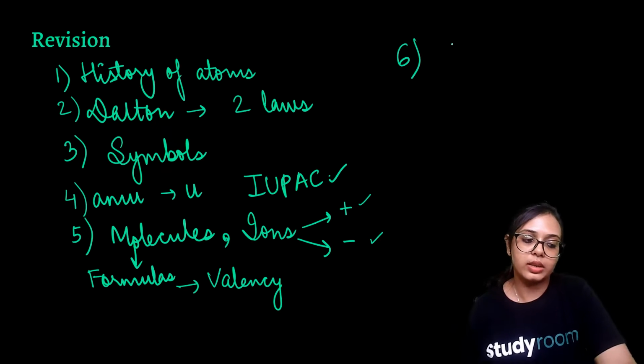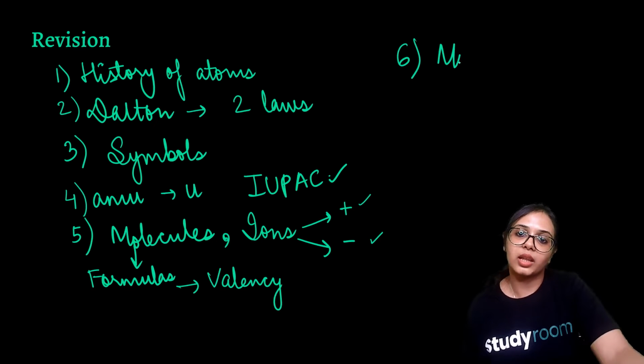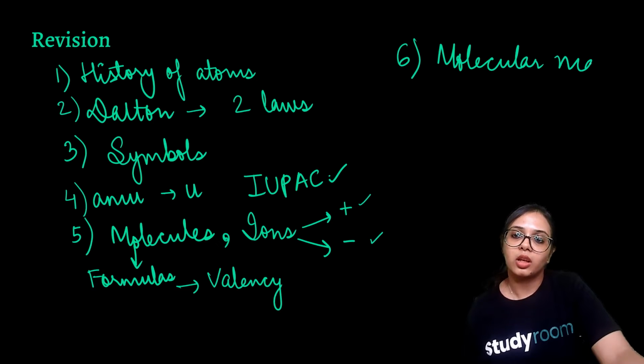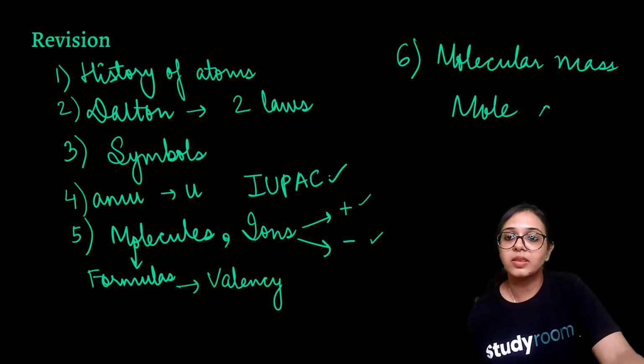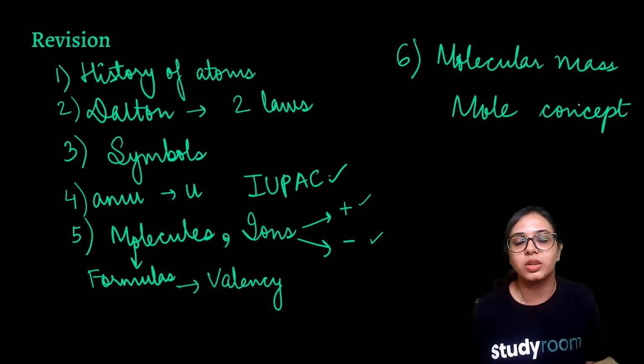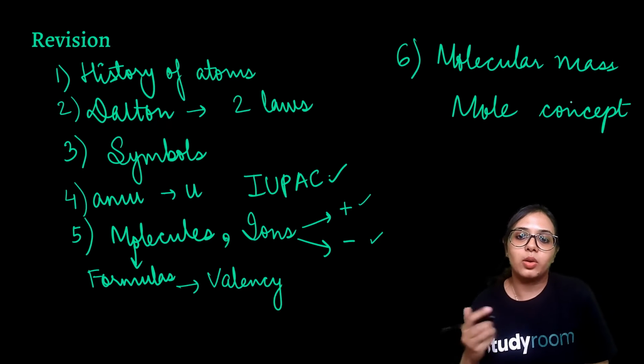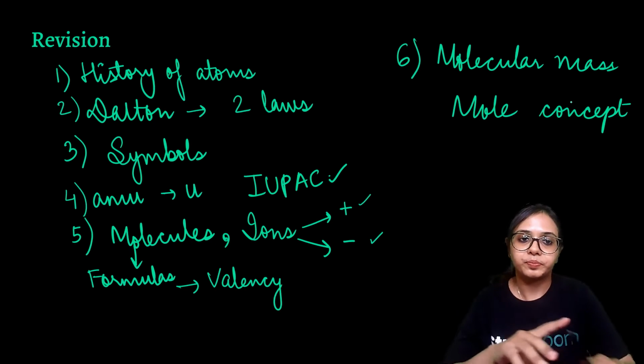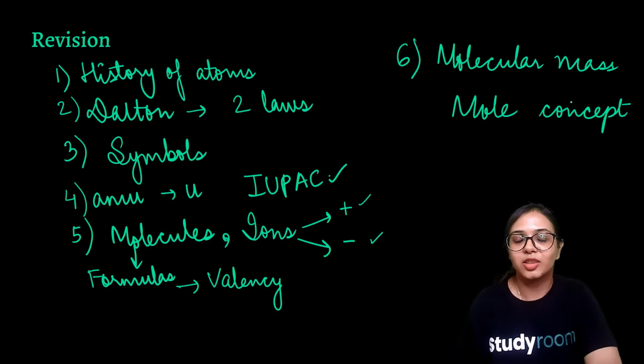Then at last we had a chance to look at the molecular mass. We had a chance to look at the concept of mole, how mole is beneficial to chemists, and how when we have the concept of mole, we can also have the concept of gram atomic mass unit. So this simplifies a lot of things, and this is basically what we learned in this chapter.